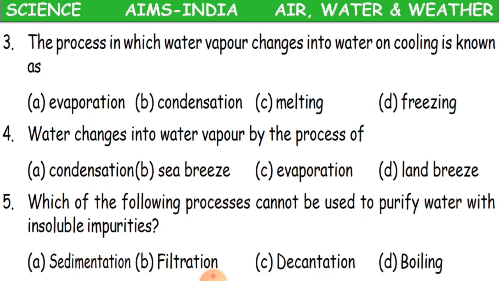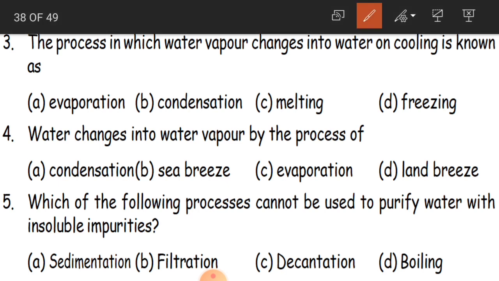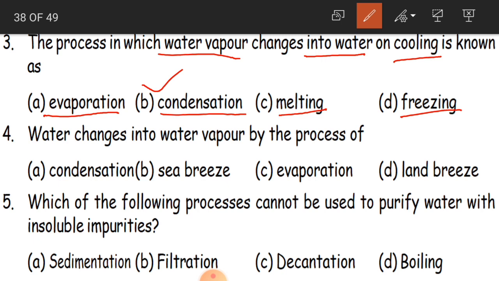Clear children? Now the third question is, the process in which water vapor changes into water on cooling is known as either evaporation, condensation, melting or freezing. And the answer is children B, that is condensation. Clear? Yes.